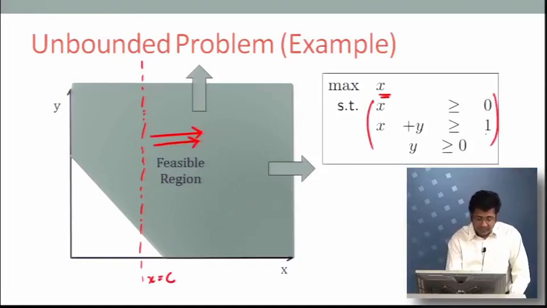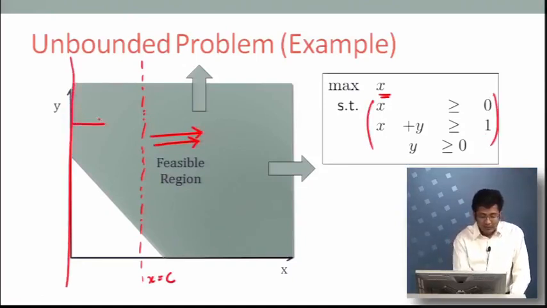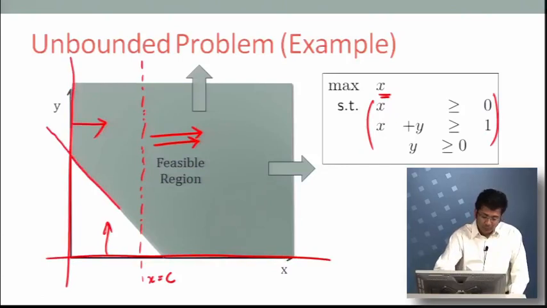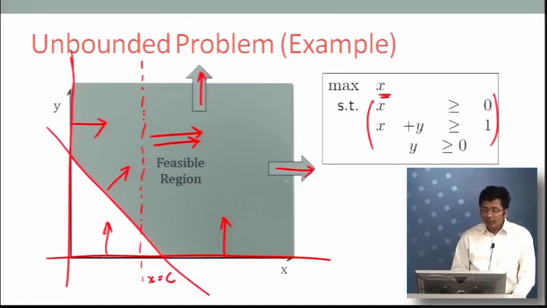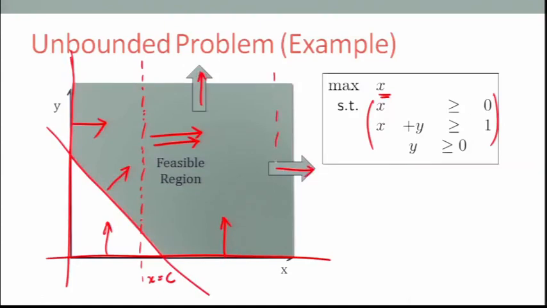It says x greater than or equal to 0. That's everything to the right of the y-axis. y greater than or equal to 0, everything above the x-axis. And x plus y greater than or equal to 1, everything above this line x plus y. So therefore you have these 3 sides that bound your feasible region, which extends infinitely in these 2 directions. But unfortunately, this direction is also the direction in which your objective function moves.